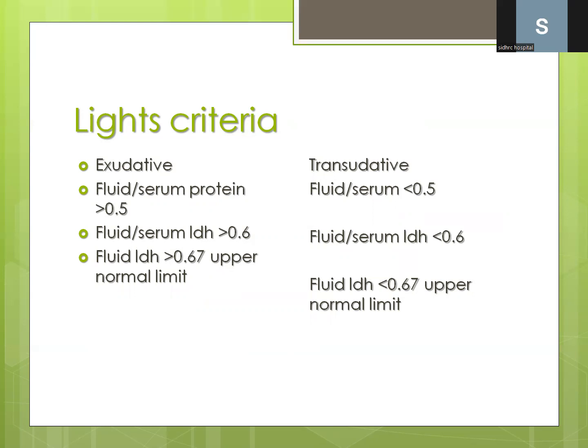Similarly, the ratio of LDH of the fluid to the serum should be more than 0.6 for exudative effusion, and should be less than 0.6 for the transudative effusion. Fluid LDH should be more than 2/3 of the upper normal limit for it to be exudative, and pleural fluid LDH less than 0.67, or 2/3, of the upper normal limit would represent a transudative type of effusion.